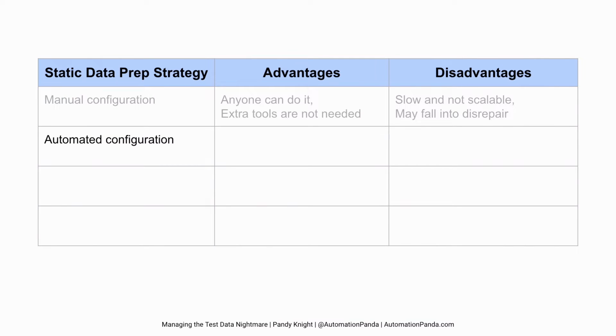A better strategy might be automated configuration. Rather than manually setting everything up, automated tools can create the desired data. This could be accomplished in many ways. You could reuse UI interactions from any tests you've automated. You could call REST APIs, or even possibly use tools like Puppet or Chef or some sort of configuration management.